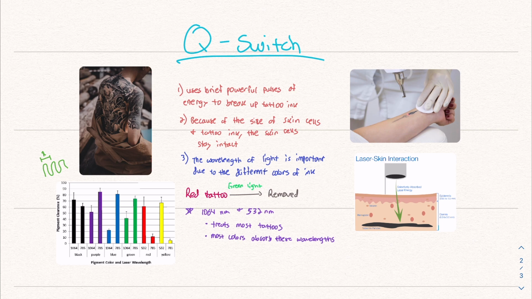What's interesting is that the wavelength of light of the laser has to be specific to the color of the ink. There are certain wavelengths of light that remove certain colors. For example, a red tattoo will use a green light wavelength to remove the color red. From a tattoo removal website, I saw that wavelengths of 1064 nanometers and 532 nanometers treat the majority of tattoos, which means if you pulse a laser at one of these wavelengths, you'll pretty much remove the vast majority of the different types of ink. Most colors absorb these wavelengths, so obviously there are exceptions.